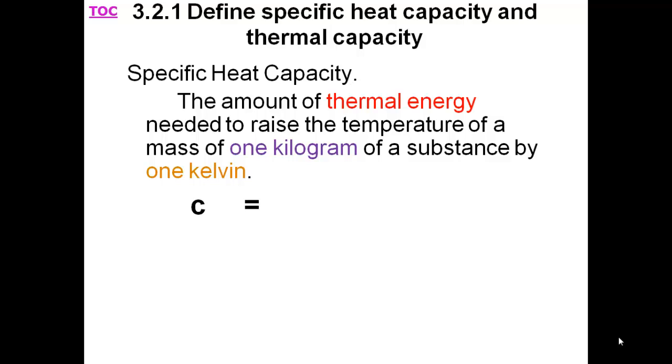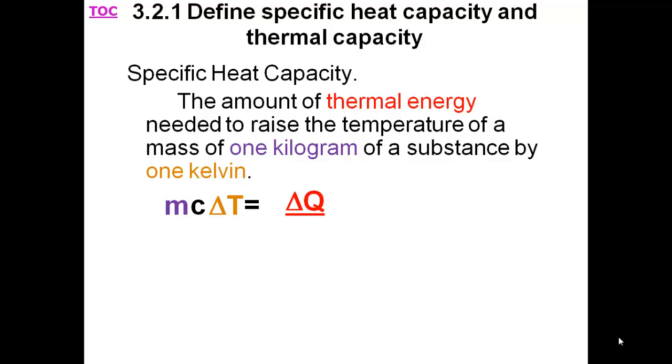So, it depends on the amount of thermal energy. If it needs a lot of thermal energy to raise the temperature, it's going to have a high specific heat capacity. So it's the thermal energy per kilogram per difference of 1 Kelvin. So it's delta Q divided by m delta T. We usually put it in the following format, where delta Q is equal to mc delta T.